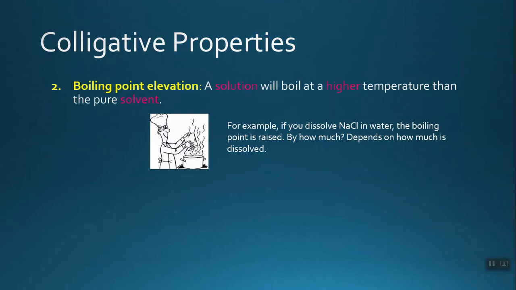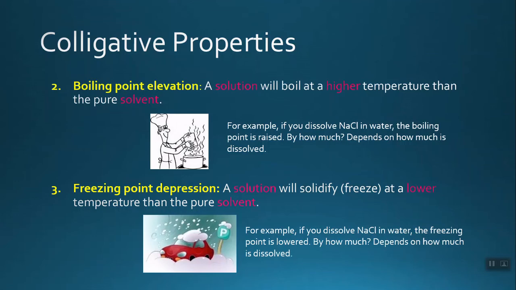So what is the reason why we put salt into water for our pasta? That's the only time you can flavor your pasta. That's why we put salt in water. The third colligative property is freezing point depression. A solution will freeze at a lower temperature than the pure solvent.